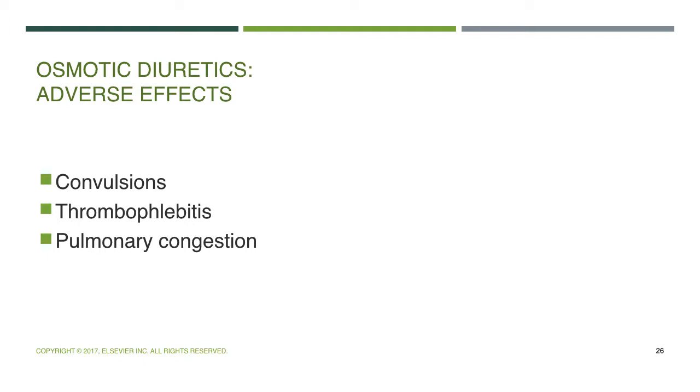Some of the adverse effects that can happen with osmotic diuretics include convulsions. As we know, if you change fluid volumes too quickly, the brain doesn't like that. And so the use after head trauma has to be very gentle. It can also cause thrombophlebitis and pulmonary congestion.